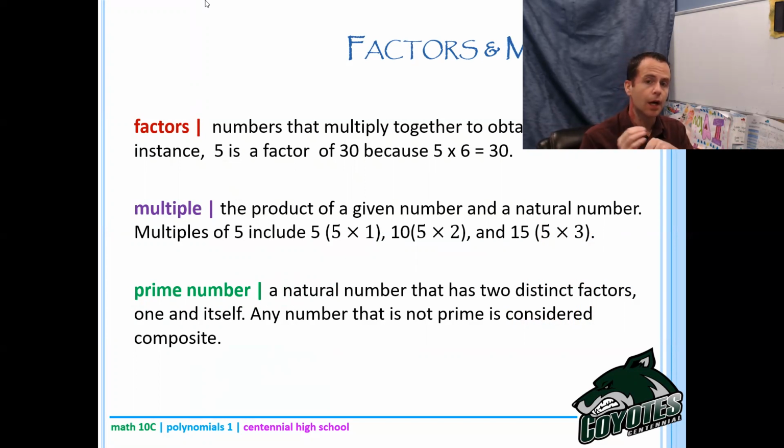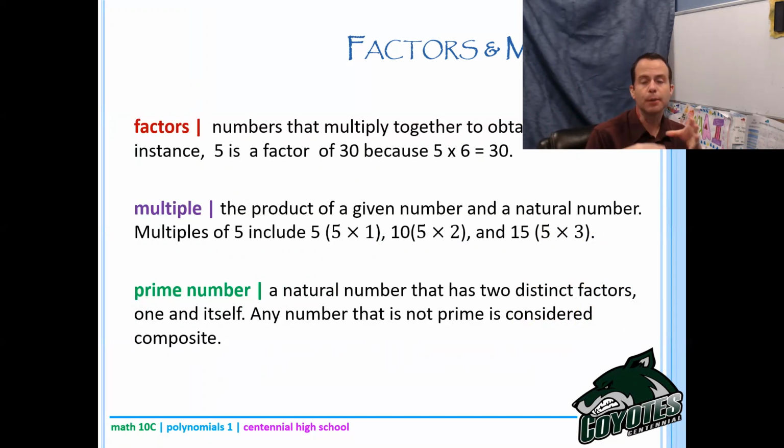A multiple is the product of a given number and a natural number. Natural numbers mean your counting numbers, so 1, 2, 3, 4, 5. So multiples of 5 would be all the numbers that you count by 5s on. So 5, 10, 15, 20, 25, 30, 35, 40. Those are all multiples of 5, okay?